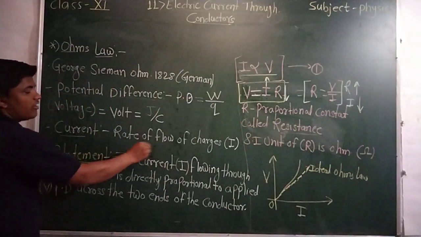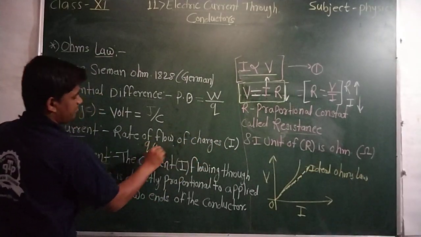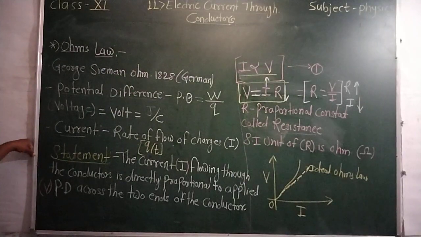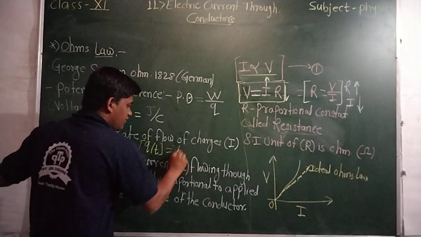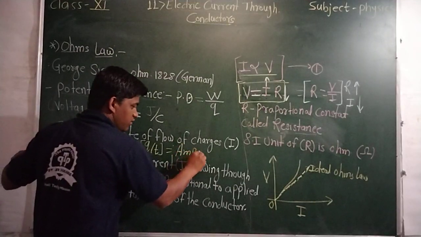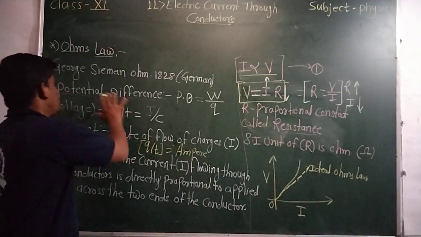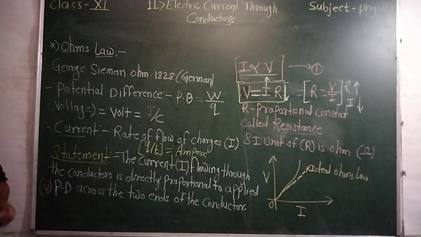करंट म्हणजे रेट ऑफ फ्लो ऑफ चार्जेस, that is Q per time. The charge per unit time is current. And we know the SI unit of current is ampere. And for potential difference we use the volt. The SI unit of potential difference is volt.